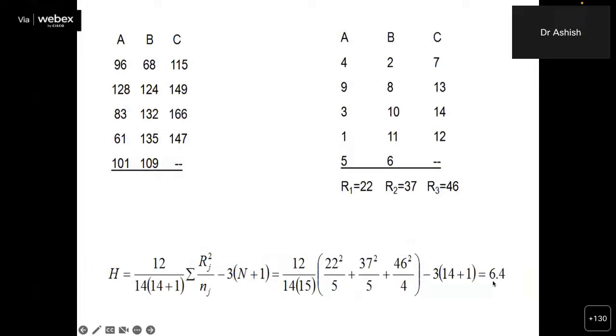So if in this case the H tabulated value comes out to be more than the H calculated value, which is 6.4 here, then it is an indication that the null hypothesis would be rejected. Otherwise, your null hypothesis will not be rejected.